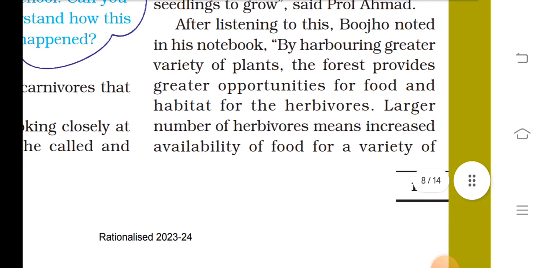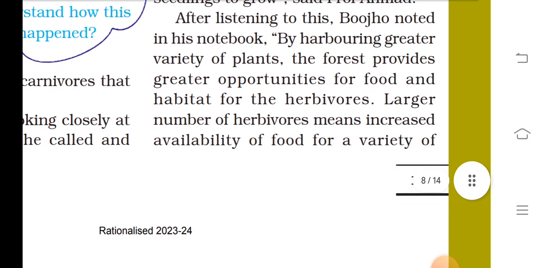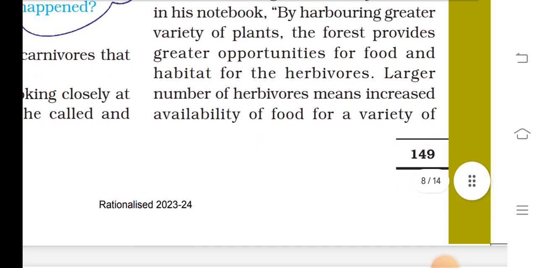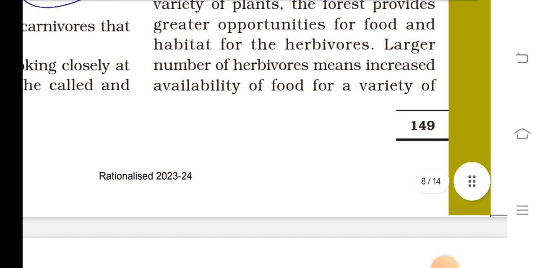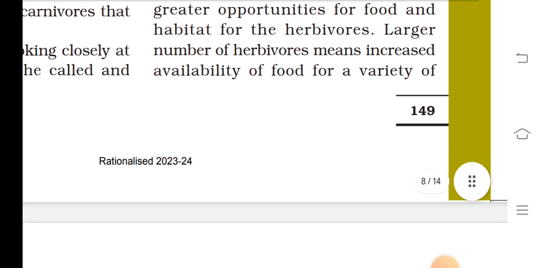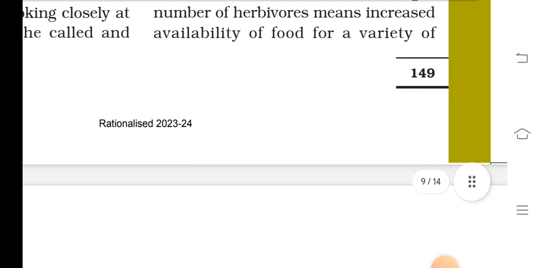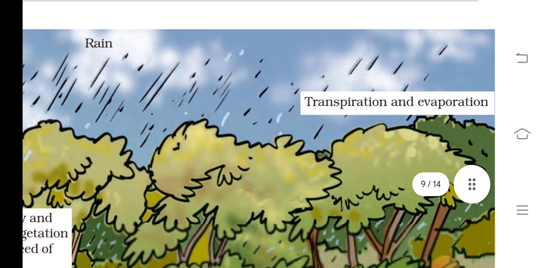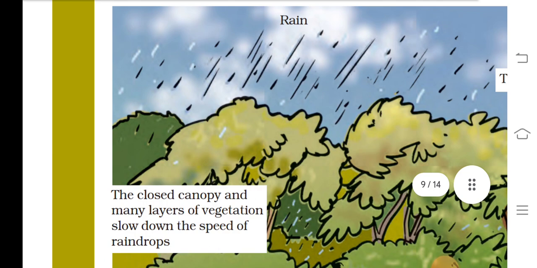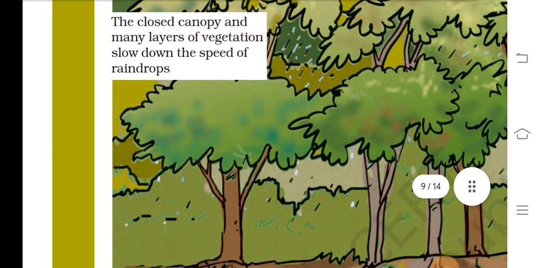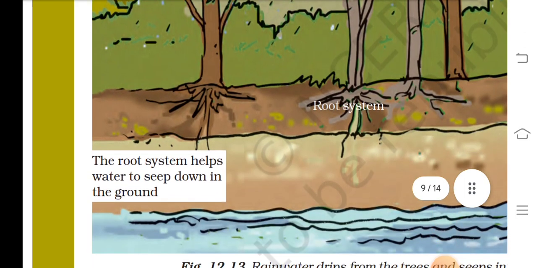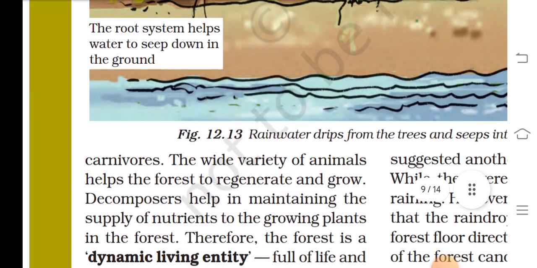After listening to this, Bujo noted in his notebook that by having a greater variety of plants, the forest provides greater opportunities for food and habitat for the herbivores. A larger number of herbivores means increased availability of food for carnivores. The closed canopy and many layers of vegetation slow down the speed of raindrops. The root system helps water move down into the ground.